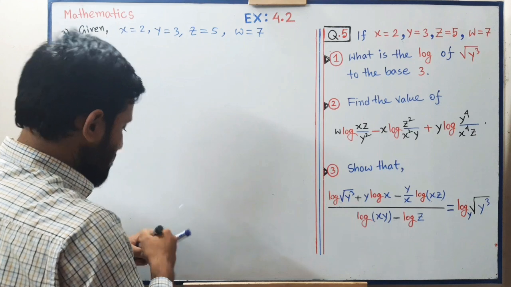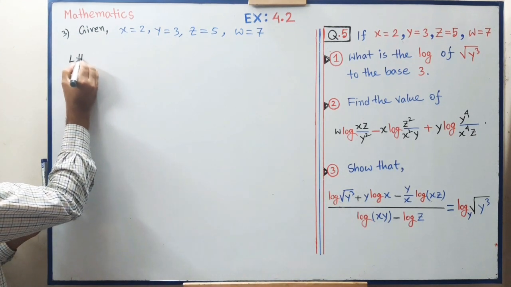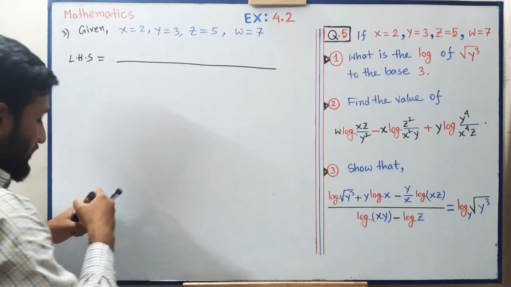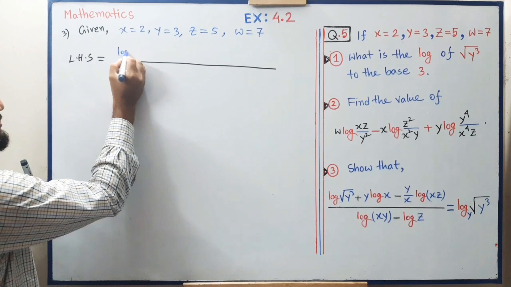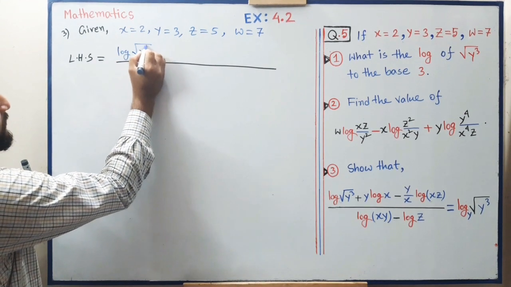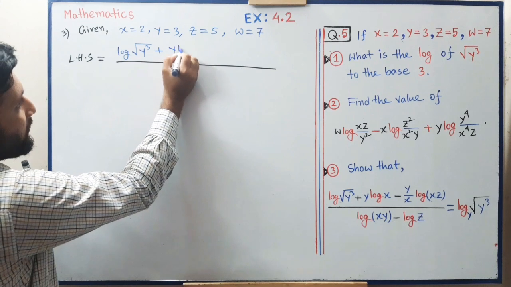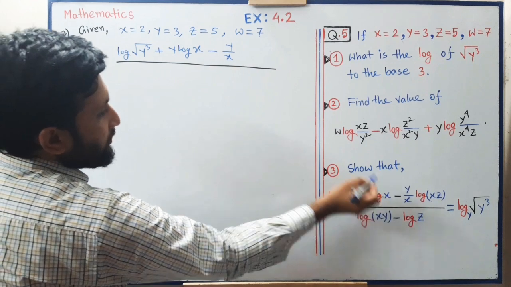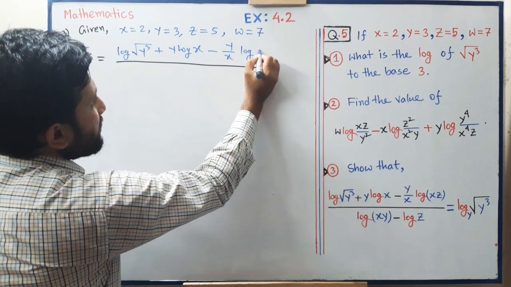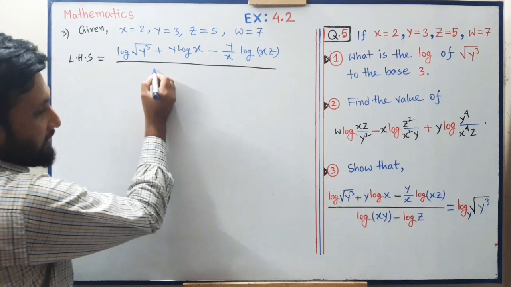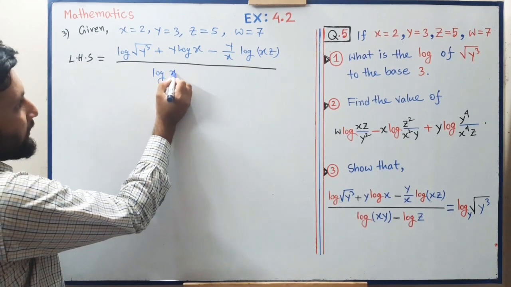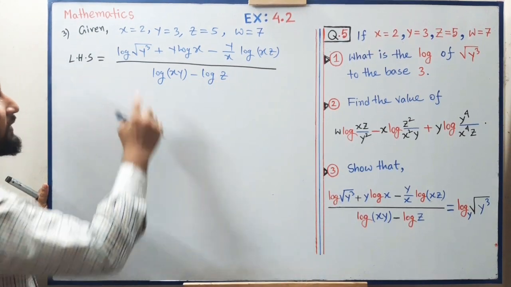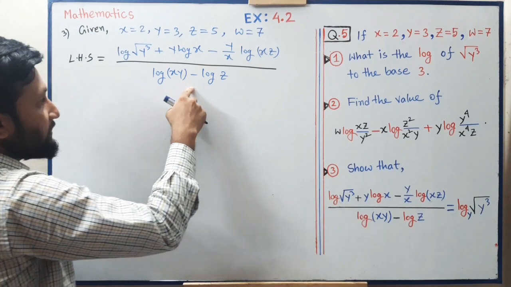Now left hand side. Write down here left hand side, which is equal to the left hand side expression. The log expression is log root y cube plus y log x minus y by x log xz, log x into z, and then in the denominator log x into y minus log z. Now putting the values of x, y, z and w in this line.